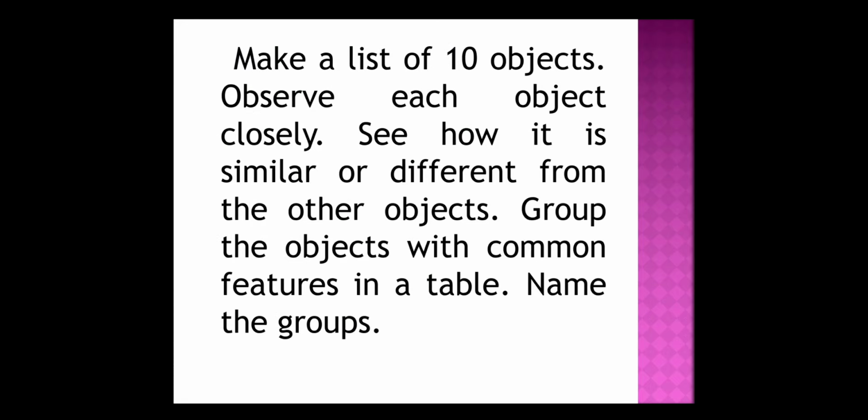Now this is a task for you. Make a list of 10 objects. Observe each object closely. See how it is similar or different from the other objects. Group the objects with common features in a table and name the group so that the reader or the observer can see what characteristic, what common feature you were looking at.